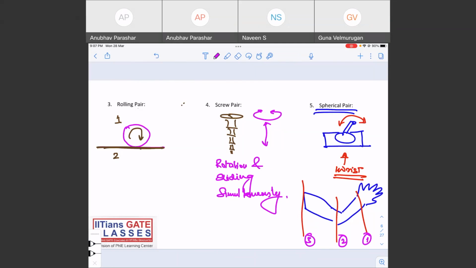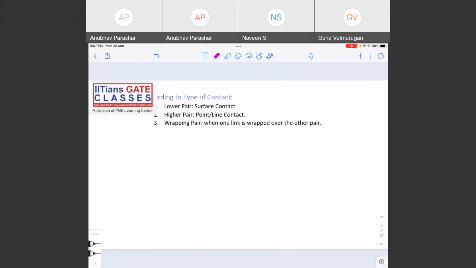And what about your shoulder joint? What about 3? What do you think about your shoulder joint? It is a spherical pair. Your shoulder joint is a spherical pair, right? So there are many practical examples available. Some other time, if time permits, we will see.